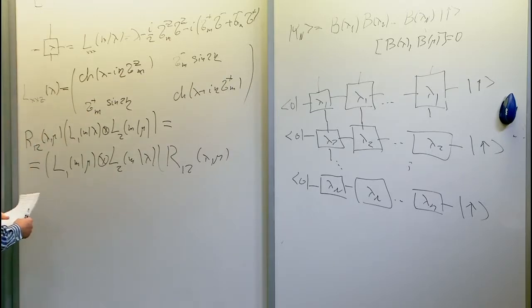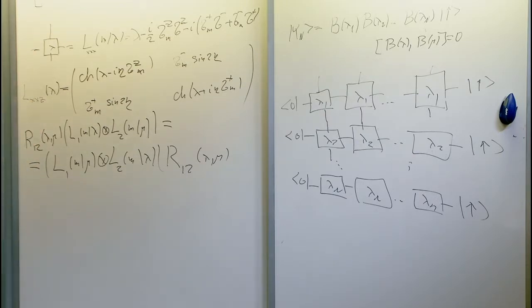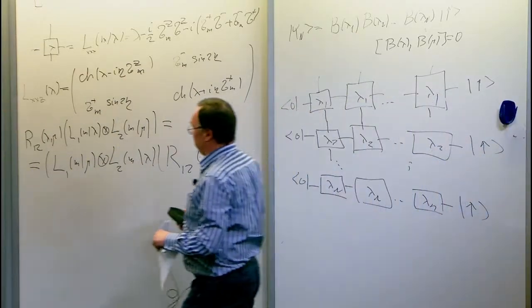And then I have an explicit expression for this R. I'll write it in a somewhat different form. So both XXX and XXZ will fit in the same notations.